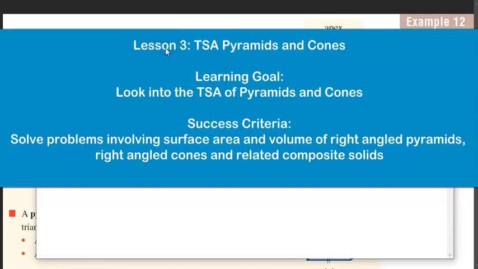This is lesson 3, total surface area of pyramids and cones, from the total surface area and volume topic. The learning goal is to look into the total surface area of pyramids and cones. The success criteria is to solve problems involving surface area and volume, with more focus on the surface area part, for right-angled pyramids, right-angled cones, and related composite solids.